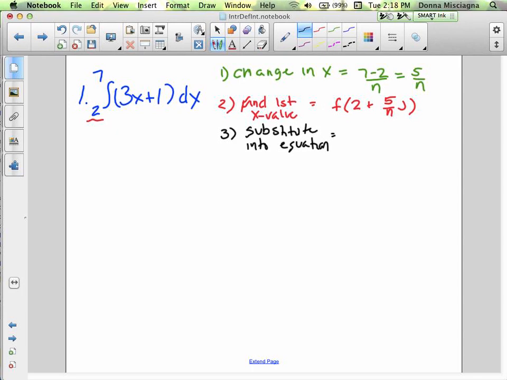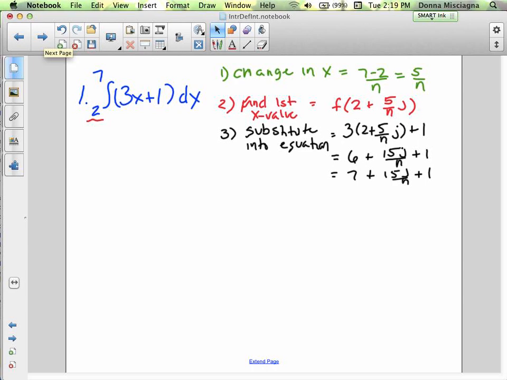All right, so then that would be 3 times 2 plus 5 over n j, plus 1. That matches our equation there. So this is the 2 plus 5 over n j. That's our x value. All right, so now we'll simplify that. So 6 plus 15j over n plus 1. So that's going to be 7 plus 15j over n.